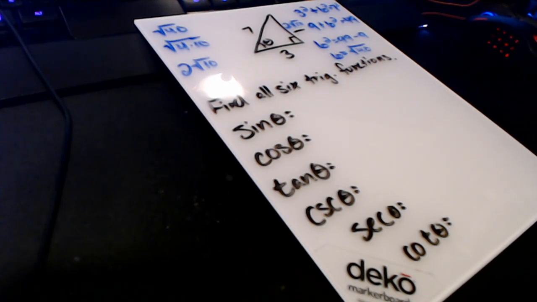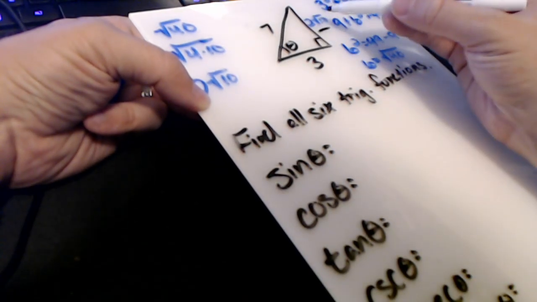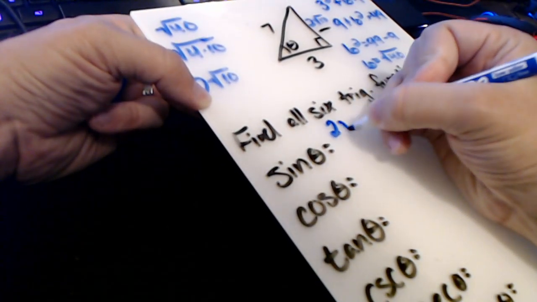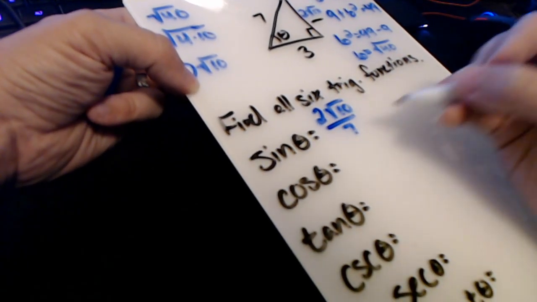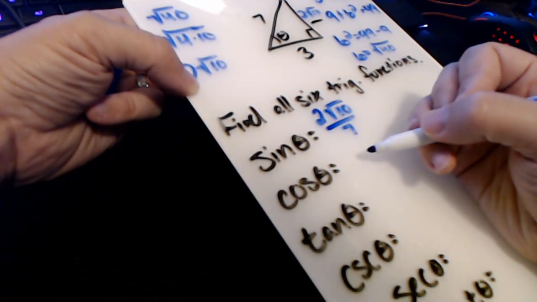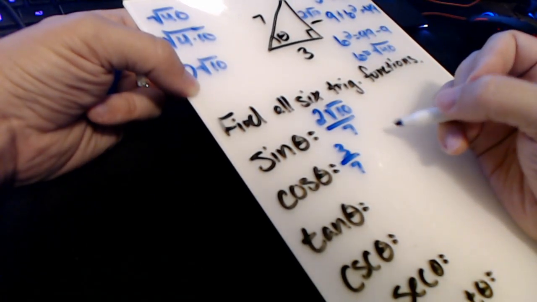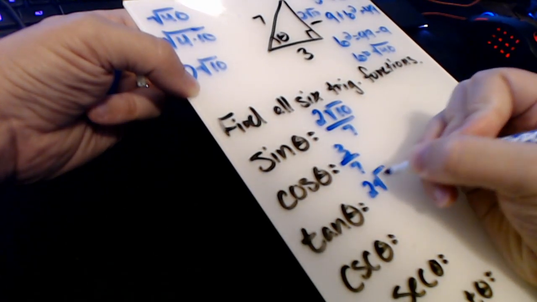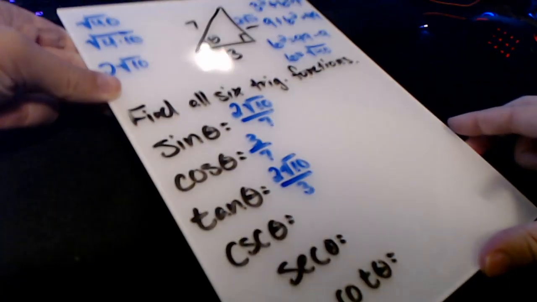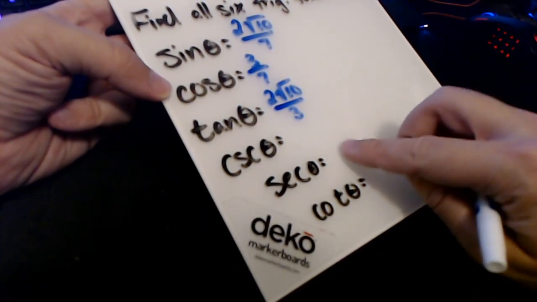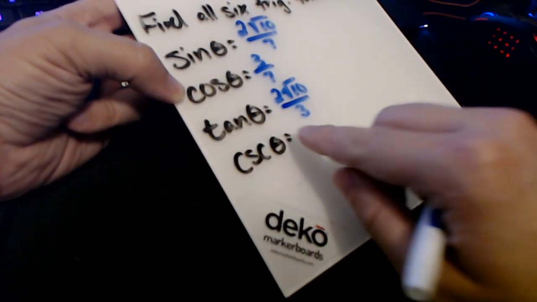So for sine, we know we have opposite up here, so we have 2 square root of 10 over 7. Which means then we come over here and cosine is adjacent over hypotenuse, so we have 3 over 7. And then we have 2 square root of 10 over 3. All right, that was all great. The problem is when we get to cosecant, secant, and cotangent, let me look at cosecant specifically first.